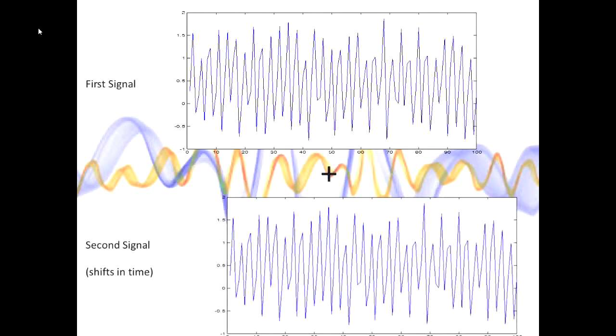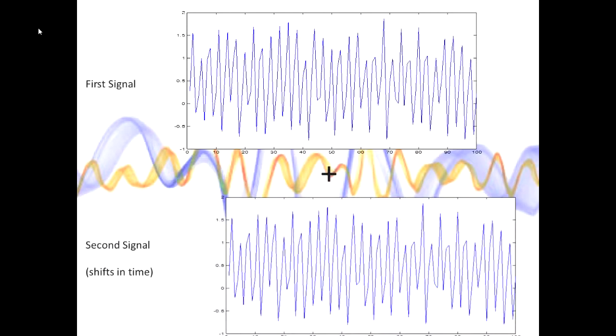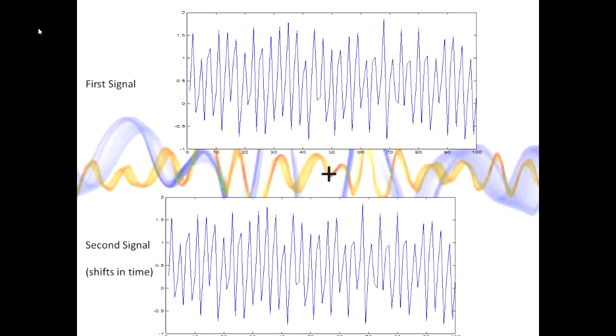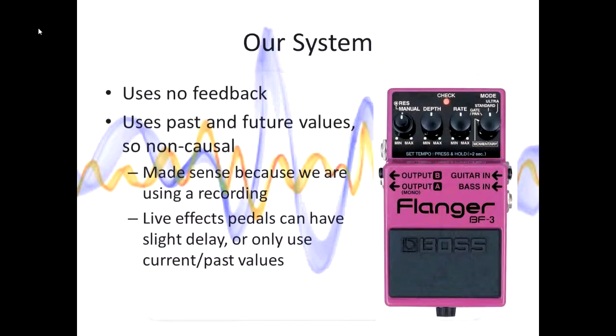So we have a function controlling where the second signal is relative to the first, and it continuously varies as they play. So the resulting signal that you get at your output ends up having sort of a sweeping or a pipe sound to it. Our system, unlike the diagram, actually has no feedback implemented.